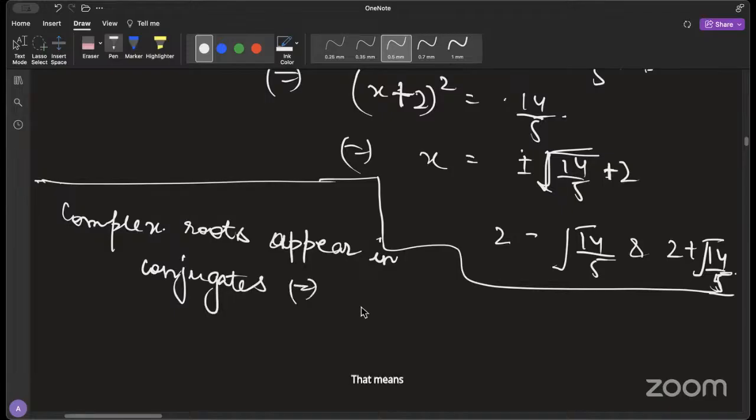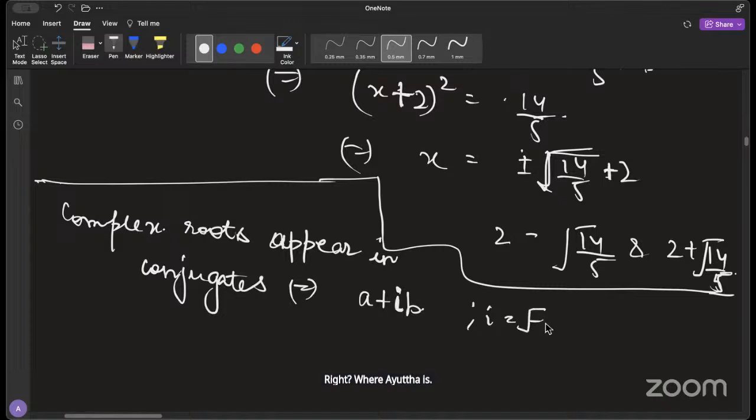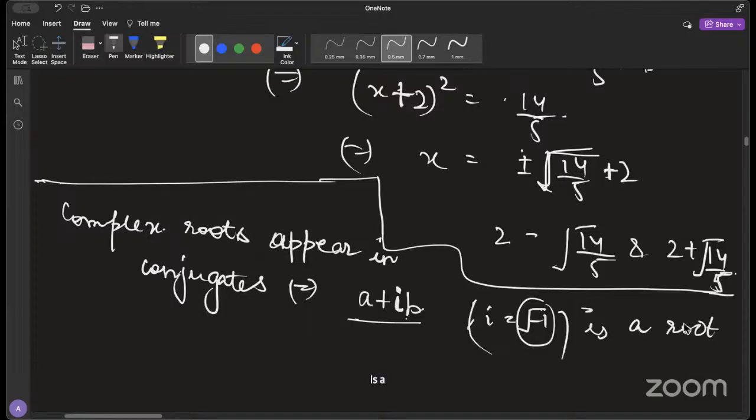That means if you have a root, your complex numbers look like this: a plus iota b, right? Where iota is square root of -1, right? So this is the general form of complex numbers. And if one of your roots is a plus iota b, then a minus iota b should be a root as well, right?